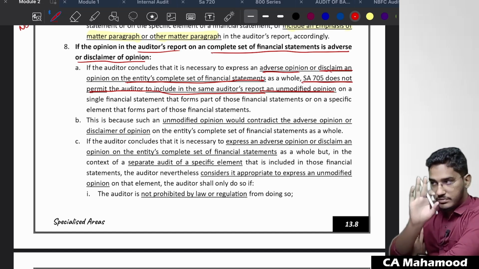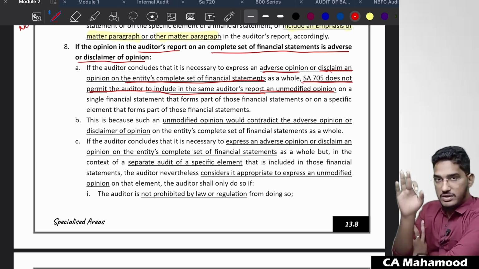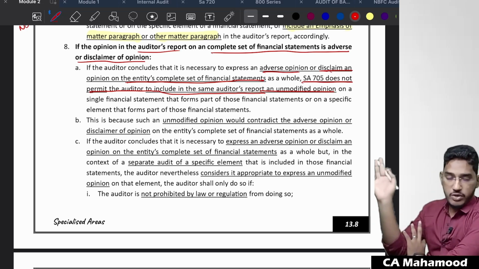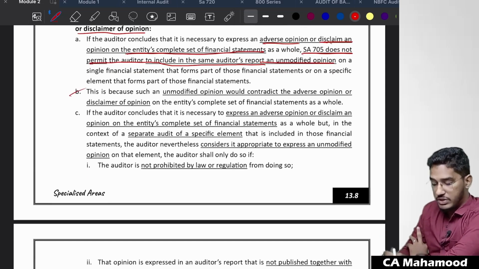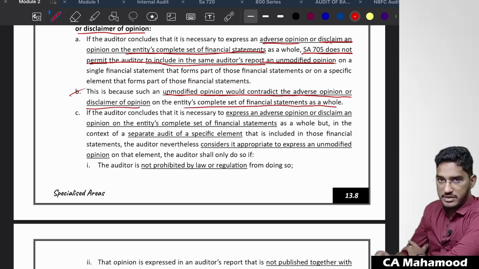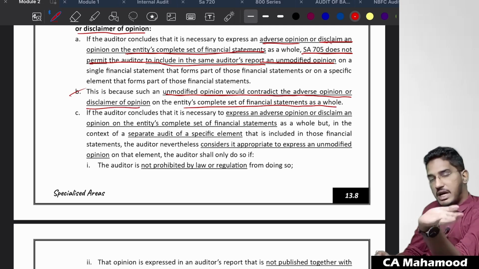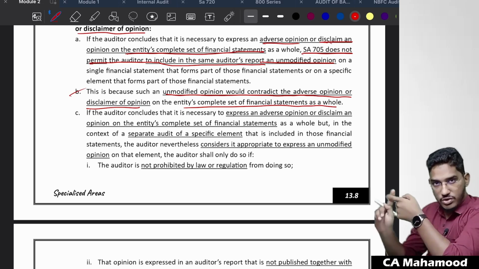As I have told, if the complete set of financial statements contain adverse or disclaimer of opinion, generally on the single financial statements and specific element, you cannot issue unmodified opinion. You have to give modified opinion only. But there are some exceptions. What are those exceptions? Let us see. They're telling the logic also. This is because such an unmodified opinion would contradict the adverse opinion or disclaimer of opinion on the entity's complete set of financial statements as a whole. So when you give adverse or disclaimer of opinion on complete set of financial statements, and when you give unmodified opinion on a single set of financial statements, it is a contradictory position. You should not do it.